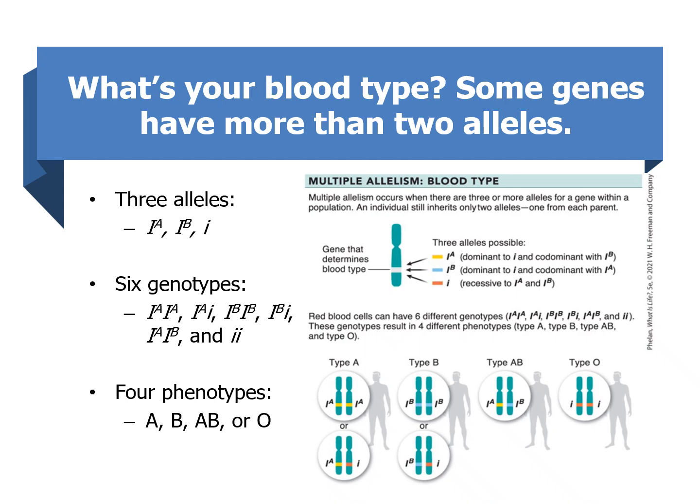IA IA and IA lowercase i will lead to type A blood, which is a phenotype. IB IB and IB lowercase i will lead to type B blood, and IAIB is that example of codominance that leads to AB blood because we see both of those traits coming out at the same time. And then we have lowercase i lowercase i, which leads to type O blood. Now, what does all of this mean?